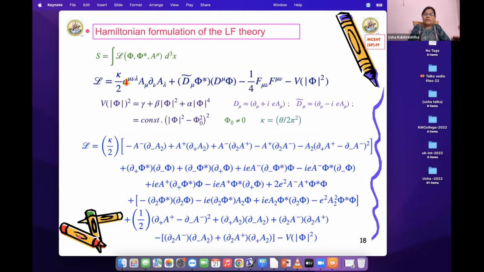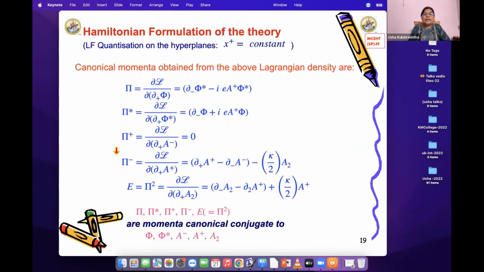Now for the Hamiltonian formulation of this light front theory, first of all, we express this Lagrangian in terms of light cone coordinates. So here I have expressed this Lagrangian in terms of light cone coordinates. And now we look for the canonical momenta of the theory. So here pi is canonically conjugate to this capital phi, pi star to capital phi star, pi plus to A minus, pi minus to A plus, and E to A2.